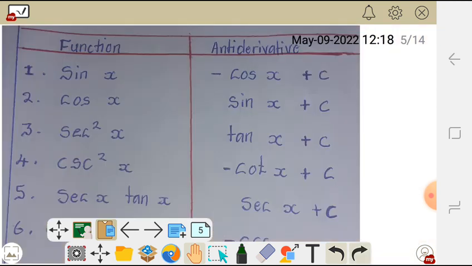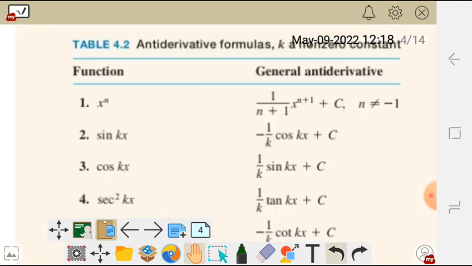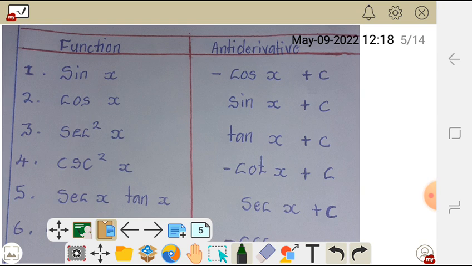We have these simplified ones where we do not have the constant k, as in this case we have the constant k there, but in these ones we do not have a constant k, we only have a variable x. So for a sine function, its antiderivative is negative cos x plus c, and for cos x it is simply sine x plus c, and for sec squared of x it is simply tan x plus c. Those are the antiderivatives of these trigonometric functions.